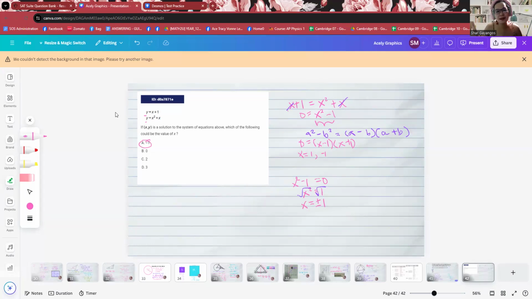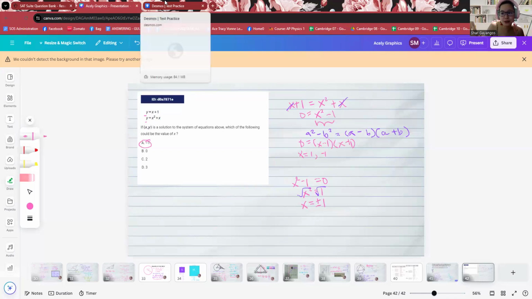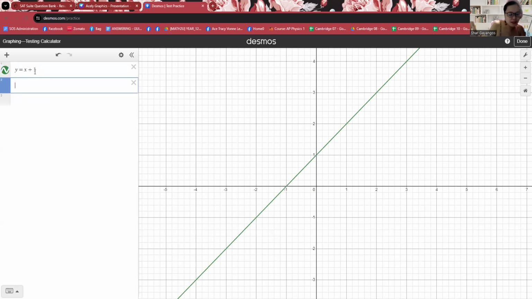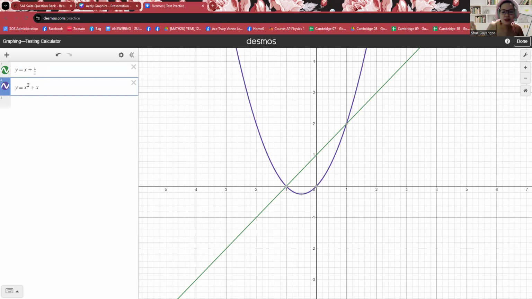I will be switching my tab now, and I'll show you how to quickly solve this problem using the Desmos available on the digital SAT. Okay, so let's go ahead and type in y equals x plus 1, and the other equation is y equals x squared plus x. Remember, when we say a solution to a system of equations, it tells us we're looking for the values of x and y where it is true for both equations. So graphically, we are looking at the intersecting points, right?